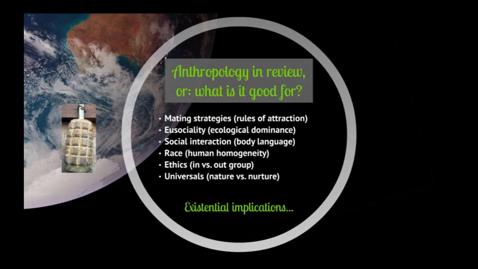species, right? We talked about mating strategies, we talked about the rules of attraction, we talked about eusociality and how our species became ecologically dominant on the planet. We've talked about social interaction, the power of the limbic system to affect how we communicate to each other. We've talked about the meaning of race. We've talked about the definition of subspecies, right? We've talked about how race actually doesn't really have a biological utility, but it does have social meaning.